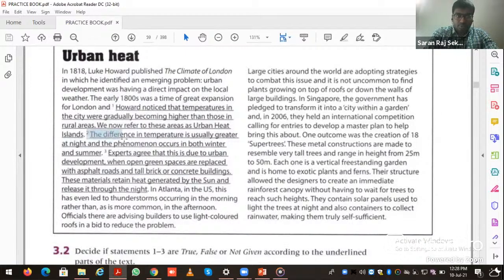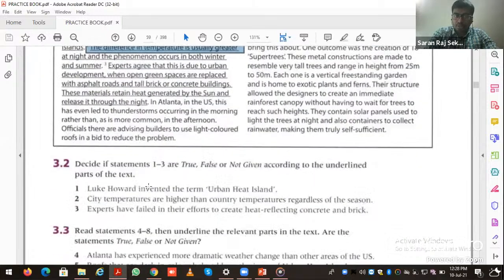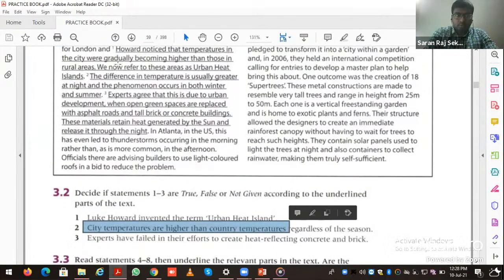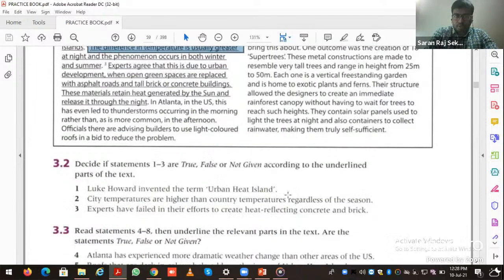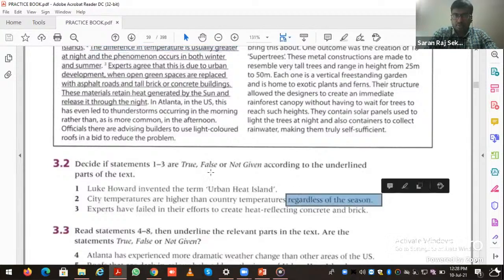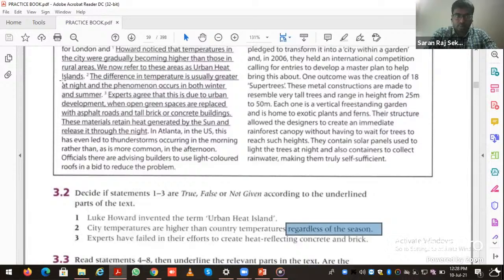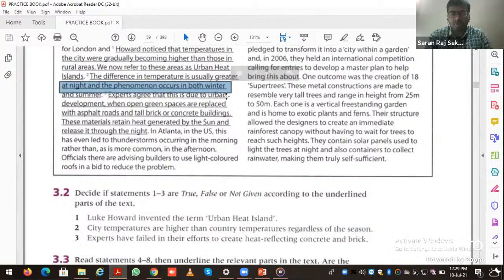Okay, so from this we have to read it. The difference in temperature is usually greater at night, and the phenomenon occurs in both winter and summer. So this sentence is saying something about the temperature difference, and also that it occurs in both winter and summer. This question has two pieces of information. For example, city temperatures higher than country temperatures, which they have mentioned here. And the second piece of information is regardless of the season, which is that it occurs in both winter and summer. They have also mentioned that it occurs in both winter and summer. So all the information matches the information in the passage. So the answer is true.